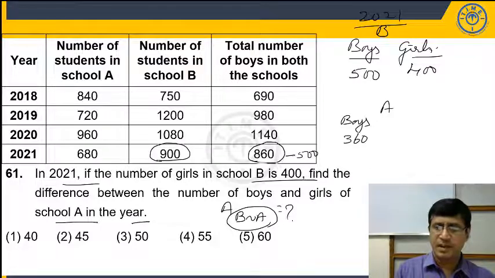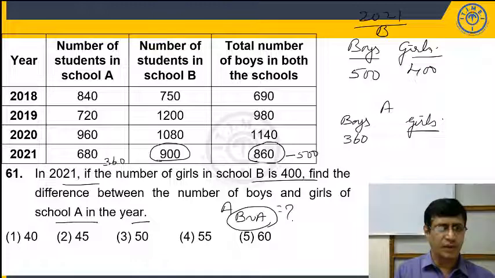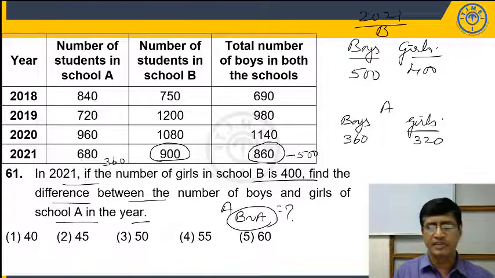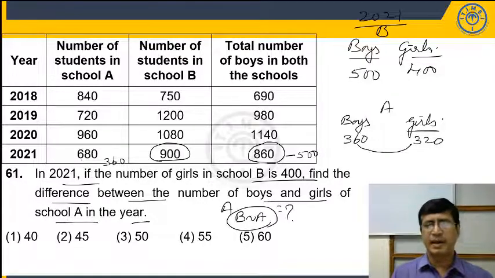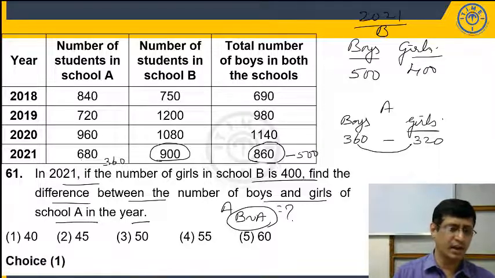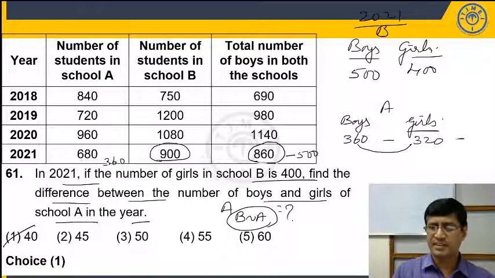And how many girls in A? When you subtract this 360 from 680, the result is 320. But what is being asked here? The difference between the number of boys and girls in school A in that year. Just observe the difference of these two numbers: 360 minus 320. The result is 40, option number 1. 40 is the answer.